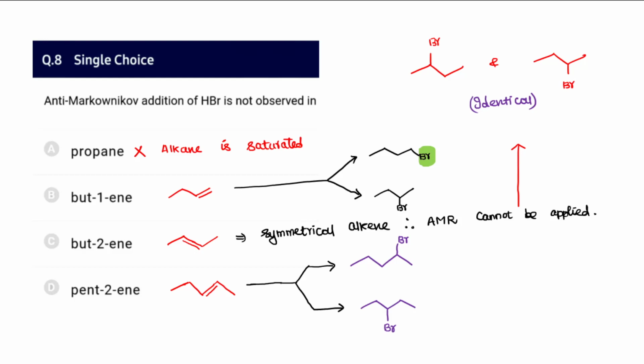So propane is saturated, which is already having the needed number of valency, so it is not ready to undergo any type of reaction. So there is no reaction with the HBr with the propane possibly. Then what should be the answer for this is C, but-2-ene, because that is symmetrical alkene. Symmetrical alkene will always result in only one product, so that is an identical product. Both the products are identical, so option C.